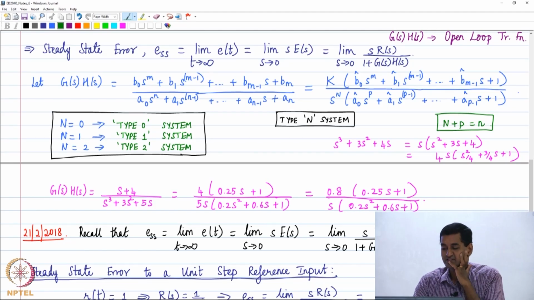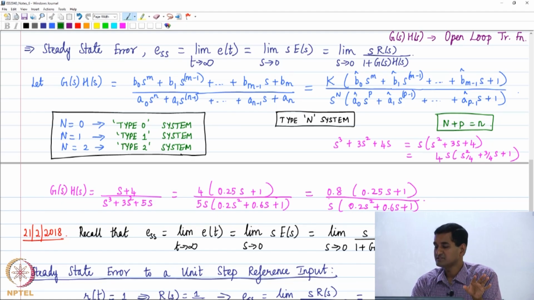When capital N is equal to 0, that means that in the open loop transfer function, I am not going to have just a factor of s or any higher orders of s in the denominator, right. So if I take the limit as s tending to 0 of G(s)H(s), what will happen? I will get only K, right, because s to the power N is not there, because capital N is 0, am I correct?